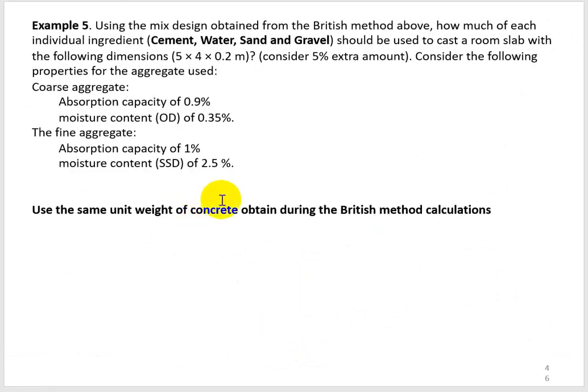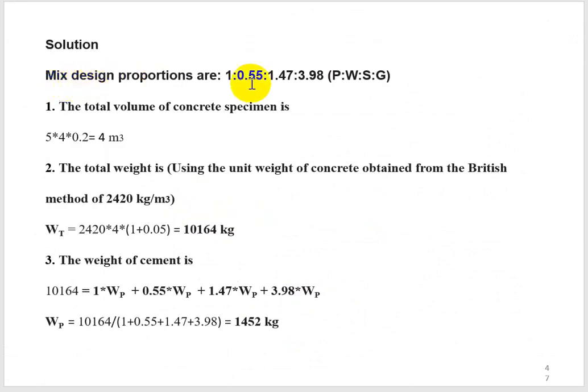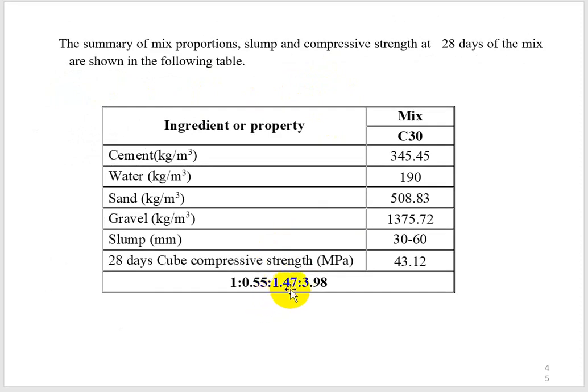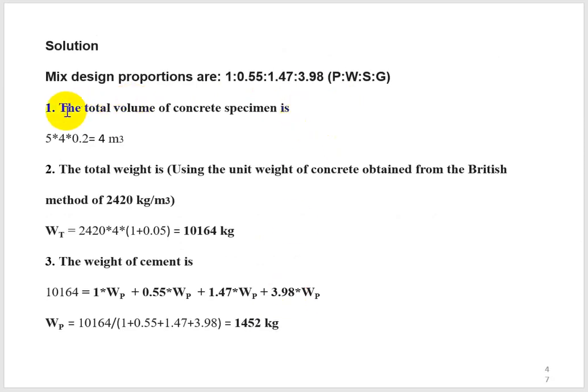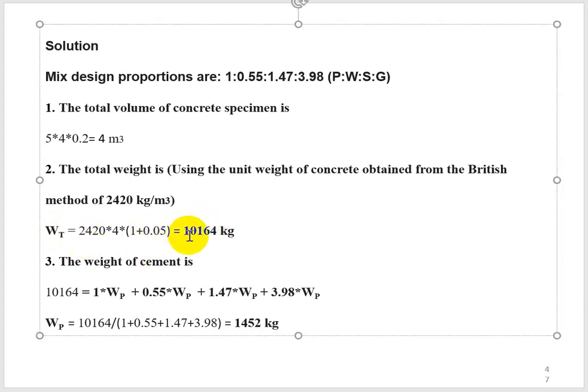So now we could just apply the same steps we have used in lecture number 2. So the mix design is the one we have here. Okay, that's it. And now we first get the volume of the specimen, which in the example is a slab, and then we have the weight from the British method, which is 2,420. So by getting the weight with the extra, the total weight will be 10,164 kilograms.